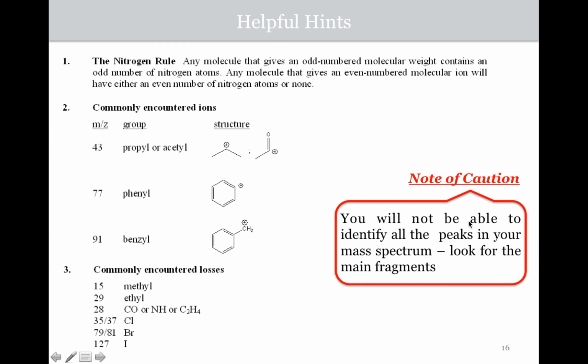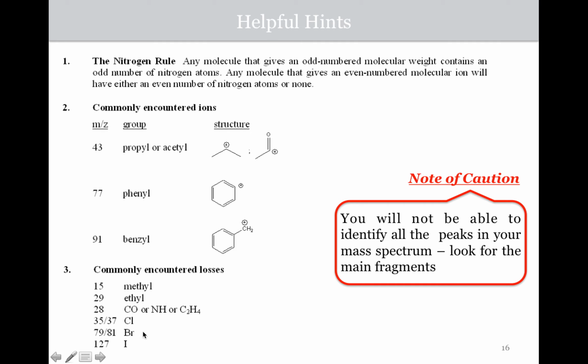Again, you will not be able to identify all the peaks in your mass spectrum, like I said in the IR, so you have to look for the main fragments. The other kind of helpful hint is common loss fragments: 15 can be a methyl group. Again, these are helpful hints I can give you. An ethyl group is 29, 28 can be carbonyl or NH, it just depends.